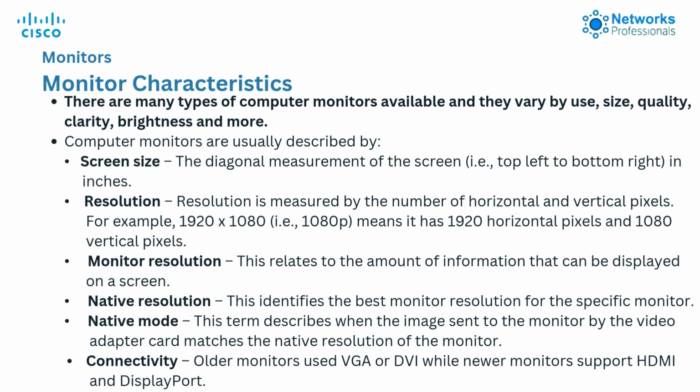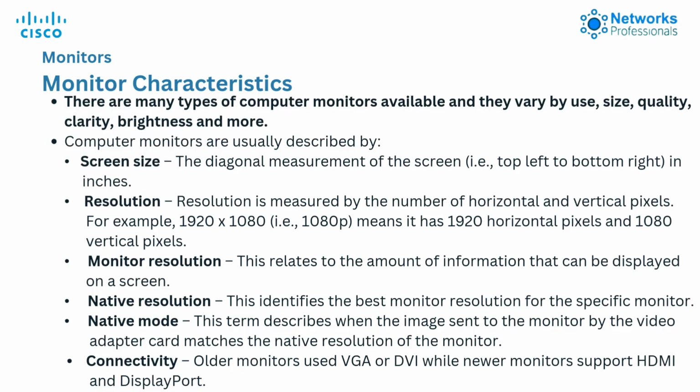Monitors. Monitor characteristics. There are many types of computer monitors available and they vary by use, size, quality, clarity, brightness and more. Computer monitors are usually described by screen size, the diagonal measurement of the screen, i.e., top left to bottom right, in inches. Resolution. Resolution is measured by the number of horizontal and vertical pixels. For example, 1920 x 1080, i.e., 1080p, means it has 1920 horizontal pixels and 1080 vertical pixels.